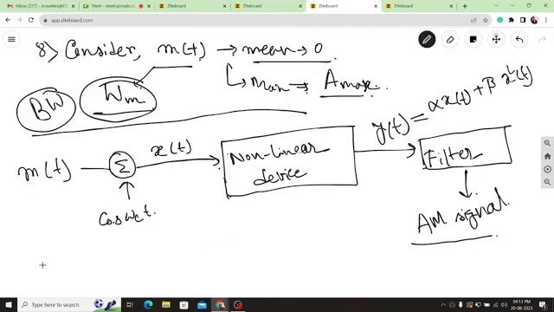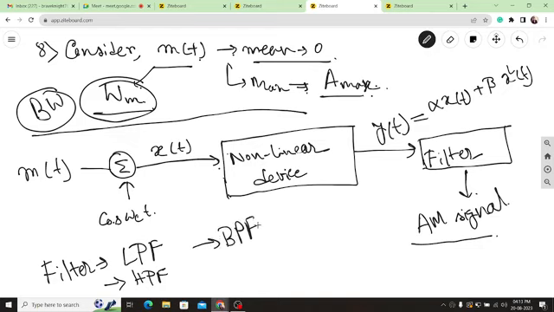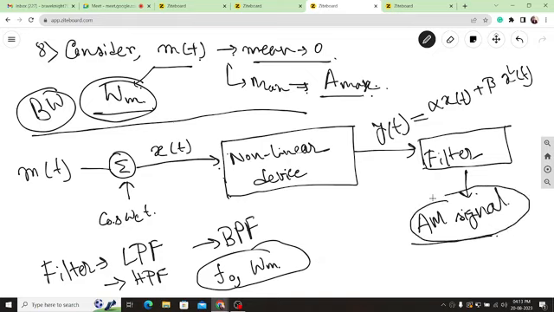So we have to comment whether this filter is a low pass filter, high pass filter or band pass filter. And also we have to comment on the constants f0 and Wm. So what will be the specification of this particular filter in this scenario? That we have to calculate so that this gives us an AM modulated signal.